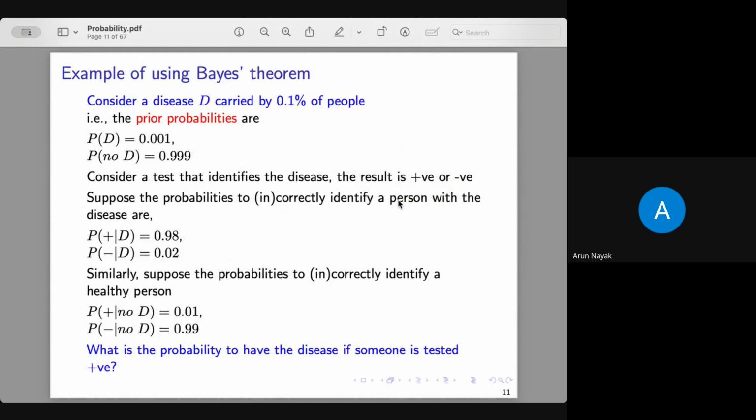Now let's use this theorem and consider this example. Now suppose we have, you know, what is this? I cannot see the full.